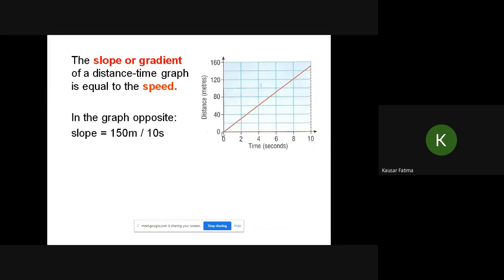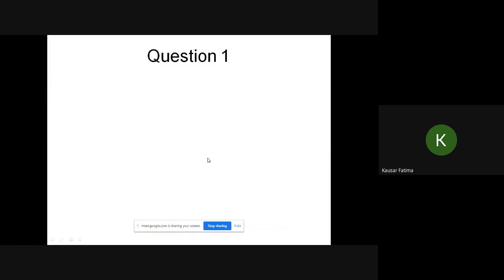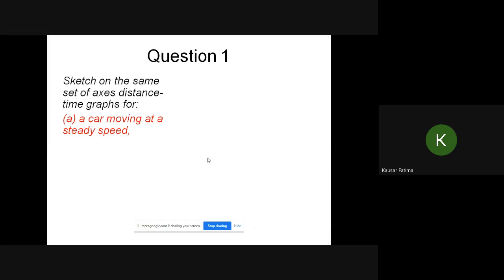Okay, and y1 is 0 because at t equals to 0, distance is 0. Body has started from rest. So both x1, y1 are 0. So y2 minus y1, 150 minus 0, divided by x2 minus x1, 10 minus 0. Okay, so speed comes 15 meter per second. Now there is again a question. You have to sketch the graph on the same axis for a car moving at a steady speed.